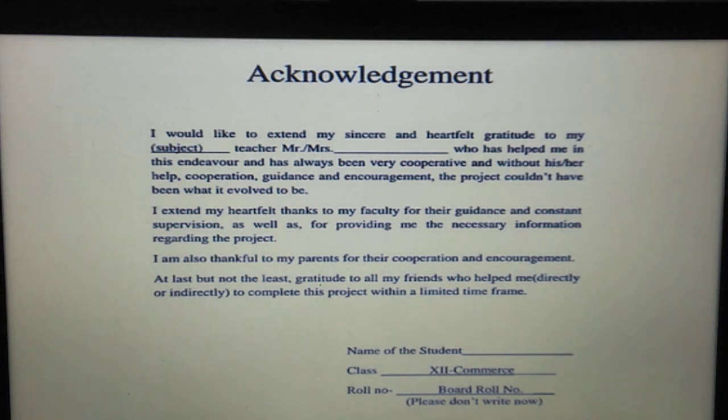Next, moving to the acknowledgement. In this acknowledgement page, you will be mentioning the subject, then the name of the subject teacher who helped you in doing the project, and the class to which you belong and roll number. In this roll number, you will write the board roll number, but don't write the board roll number now.